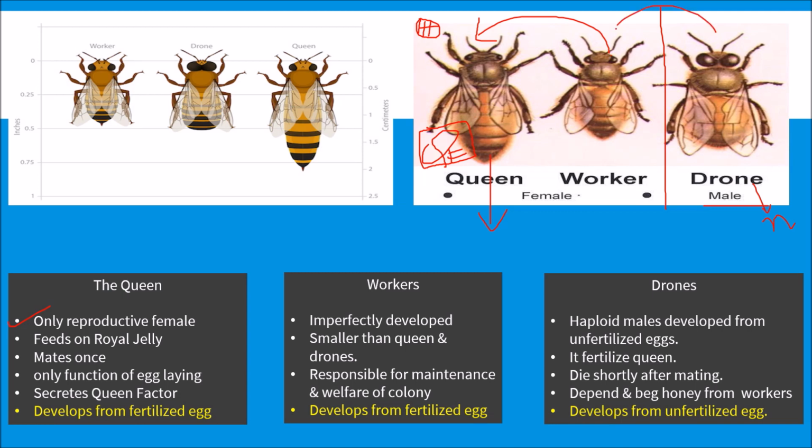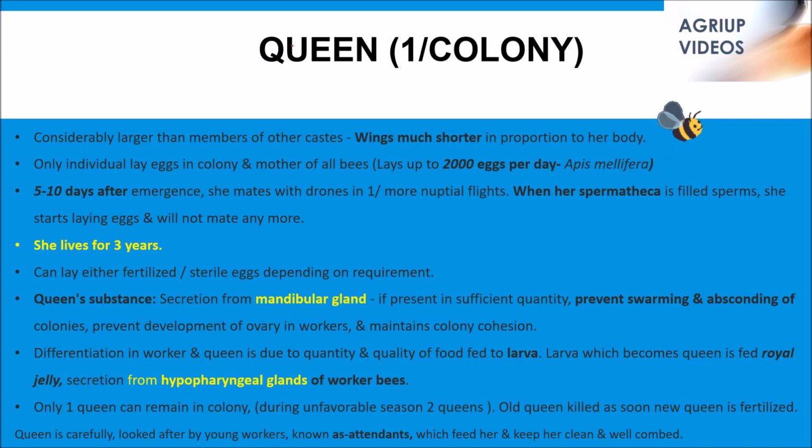They depend on the workers' production. The worker is a very important character in the hive or colony, and she is responsible for the maintenance and all the welfare activities happening in a colony. She feeds the queen. She is responsible for the eggs. She is responsible for the welfare activities, for maintenance activities, cleaning, sweeping, everything. All these functions are performed by a worker. So let's talk about each one of them in detail now.